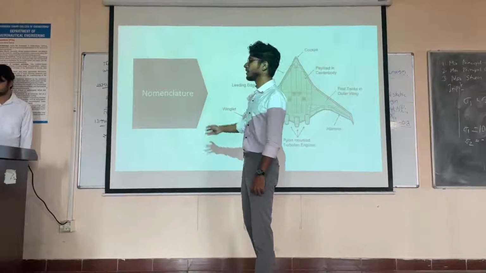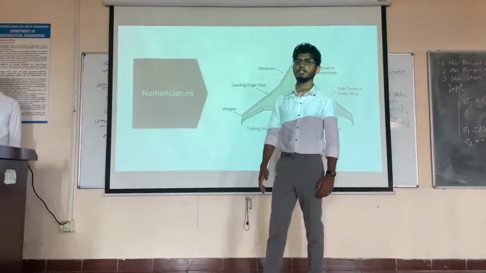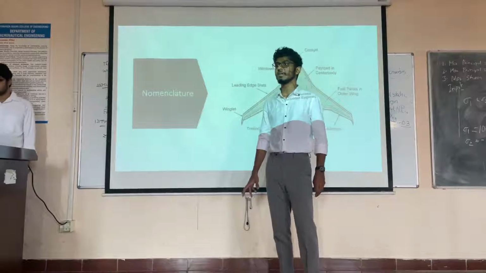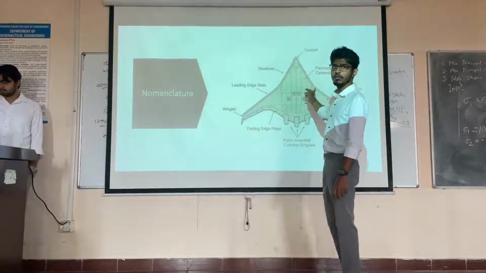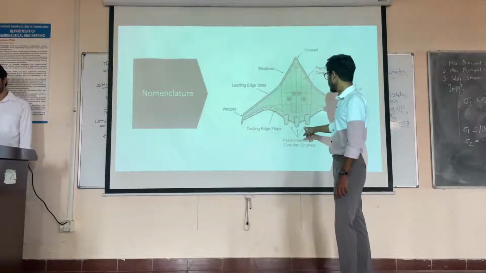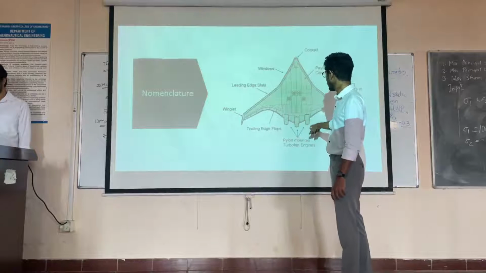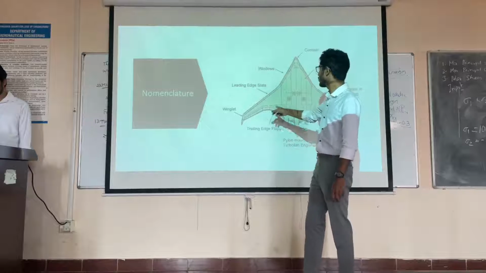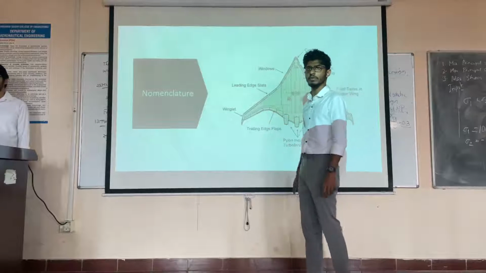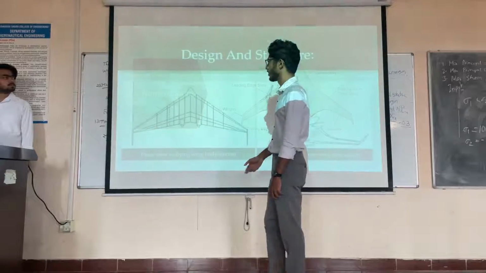I'll be talking about design and structure of a blended wing body aircraft. So first coming to the nomenclature of a blended wing body aircraft, it is similar to that of a conventional aircraft. The only difference is that the fuselage is called the center body which carries the payload, and it has turbofan engines that are pylon mounted. Pylon is nothing but the structure which holds the engine. It is similar to the missile holder in the wing of a conventional aircraft.